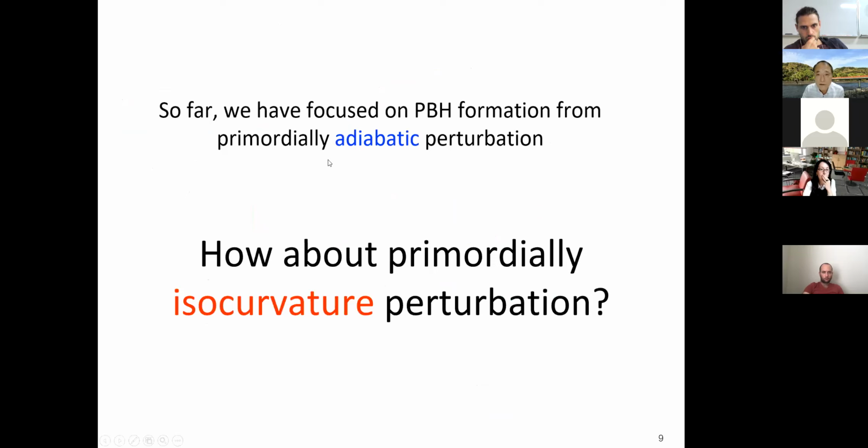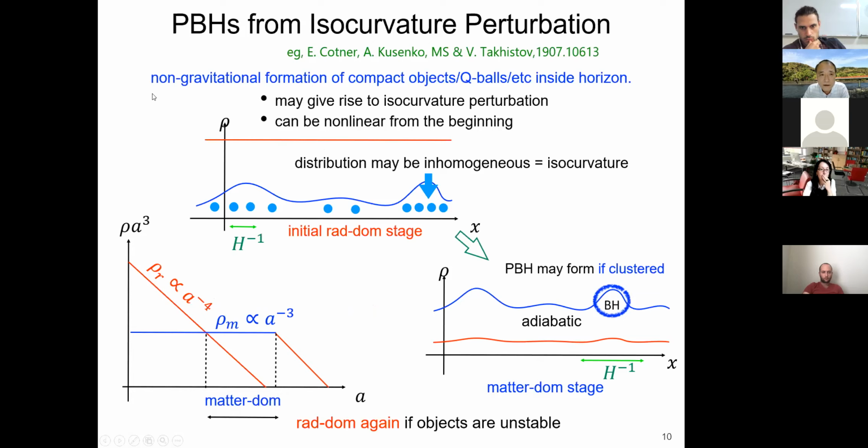Anyway, so far we have focused on primordial adiabatic perturbations, which is the curvature perturbation. But how about the primordial isocurvature perturbation? This turns out to be very interesting because in the early universe, maybe you have some kind of phase transitions or maybe formation of some compact objects. And those objects, during radiation dominance, behave like matter.